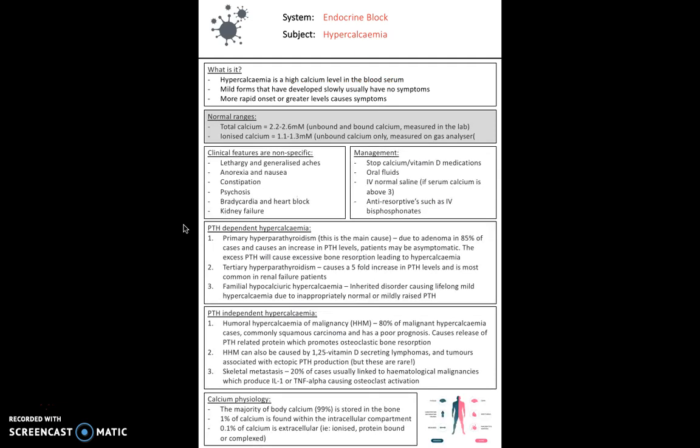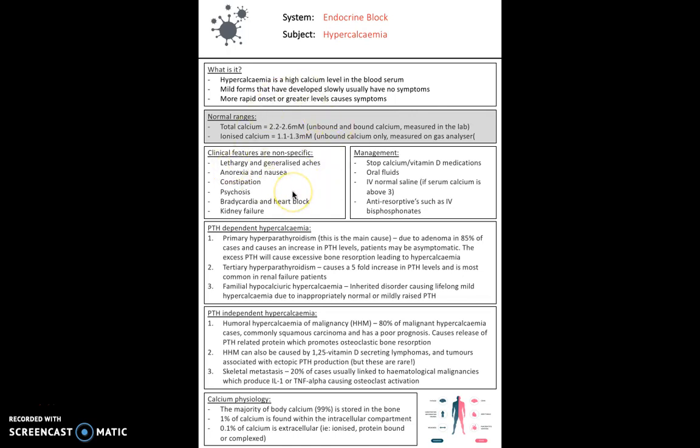So hypercalcemia is a state of having too much calcium within the blood. At first, this can have no symptoms whatsoever if it develops in a mild form, but more rapid onset leads to a greater level of symptoms. Having said that, the clinical features are actually fairly non-specific. They range from things such as lethargy and generalized aches to constipation and psychosis, kidney failure and bradycardia. Fairly non-specific, and if a patient presented with these symptoms, you wouldn't immediately think hypercalcemia.